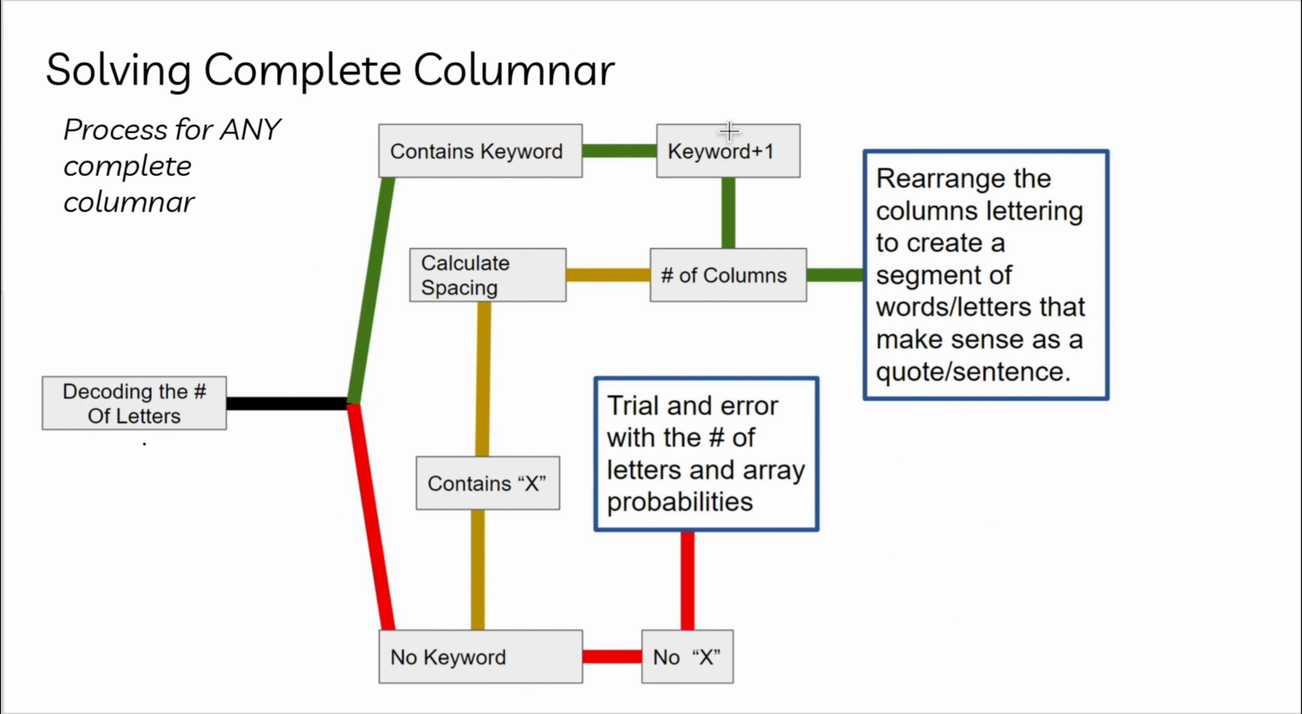Another thing to note is that the reason we add 1 is because in the Codebusters rule manual, it needs to be 1 less than the columns used, which works out to be 1 more than the crib.